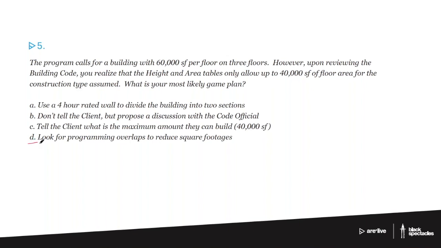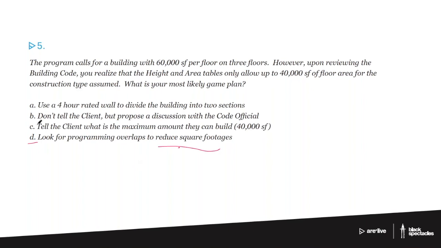D, totally a reasonable answer, except for the fact that you always are doing D. You're always trying to find overlaps and to reduce. That's one of the points of a program, and one of the points of being an architect is that you see those kinds of elements. So looking for ways to get overlaps to reduce the square footages, that should be something that you're doing for every project all the time. So D doesn't really quite answer this situation.